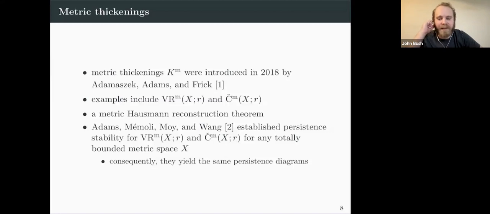Here are some properties that metric thickenings enjoy. They were introduced in 2018 by Michael Adamaszek, Henry Adams, and Florian Frick. Some examples you could consider are the Vietoris-Rips or the Čech metric thickenings. They satisfy a metric Hausmann reconstruction theorem, which says that if you start with a vertex set which is, say, a Riemannian manifold with some assumptions, then at sufficiently small scales the Vietoris-Rips thickening is homotopy equivalent to the manifold itself. Vietoris-Rips simplicial complexes also satisfy this property. So basically, at small scales, as long as my vertex set is the manifold, we do recover the manifold itself.